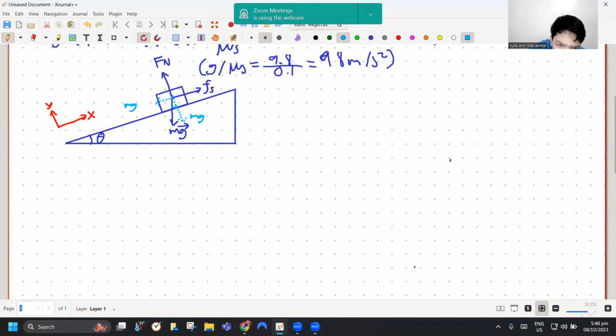So, ito is theta. Mg cosine. Teka, yung nasa 90 degrees sa triangle mo, ano yung nasa 90 degree angle? Okay, so cosine, and then this one is sine. So yung components ay mg cosine theta, mg sine theta. Okay. So, assuming static equilibrium, ano yung conditions?